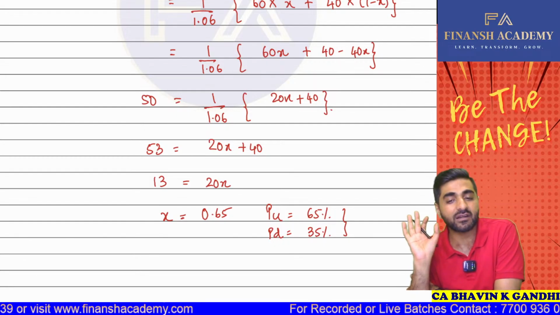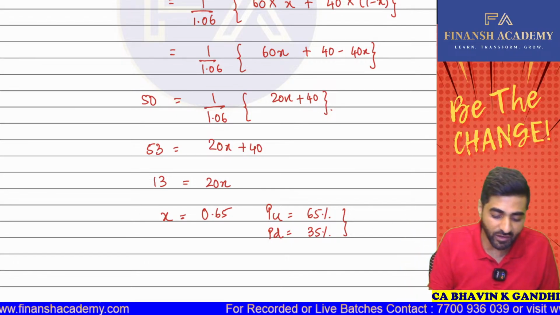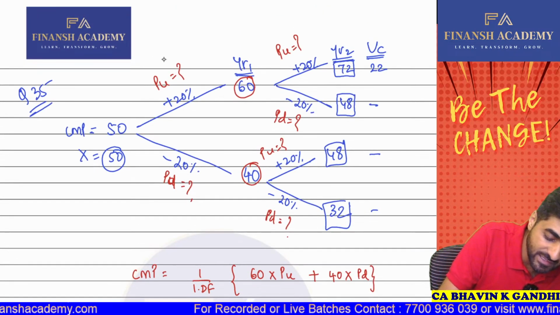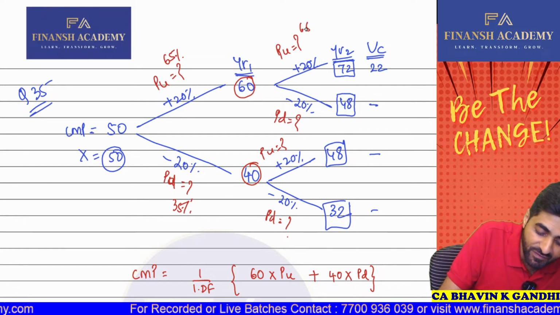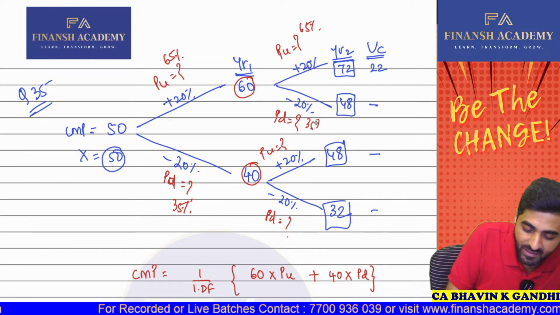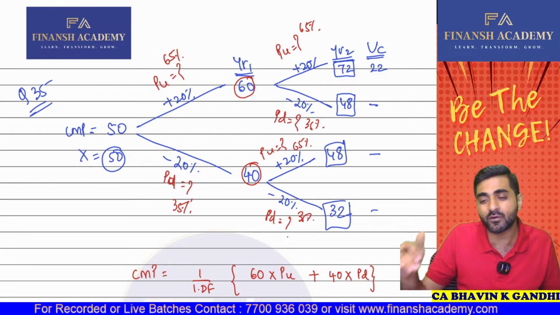Are you all okay with this much part first? So we have got your PU and PD. Okay. So I now know that this is 65%, this is 35%, this is 65%, this is 35%, and this is 65%, this is 35%. So I've got the probability of price going upwards and downwards.